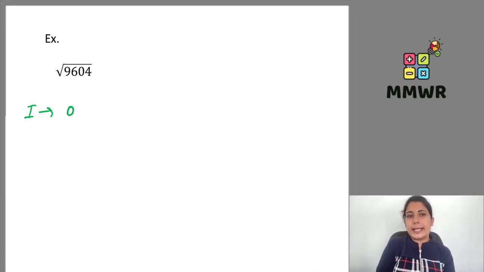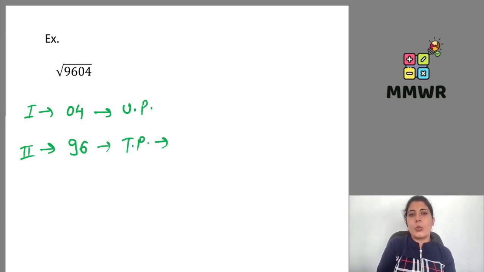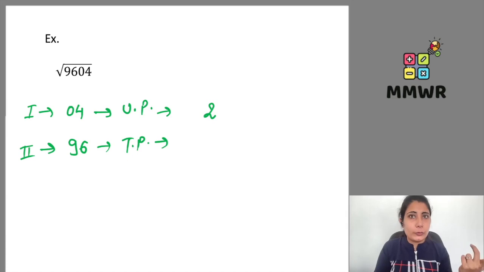So we'll again do the same question, same method will apply with a different example. Now in the first group we have 0, 4, that means 4. In the second group we have 96. So the first group is going to give us the unit place and the second group is going to give us the tens place. What will come at the unit place? That depends on the property. So 4 we are getting in case when 2 is there at the unit place, 2 square is 4, 8 square is 64. So 4 we are getting when either 2 or 8 is there.